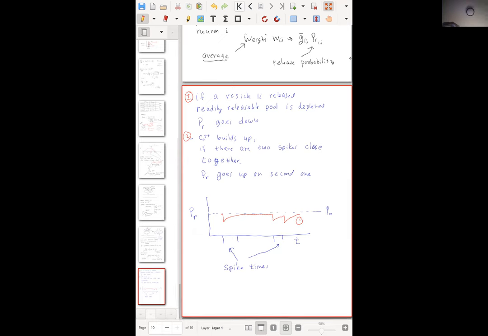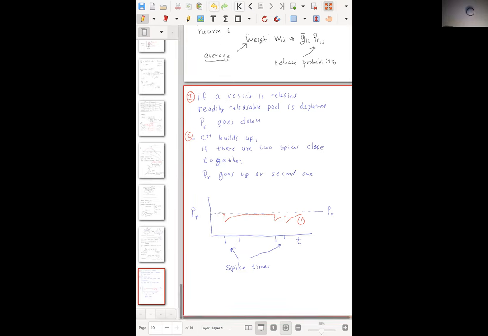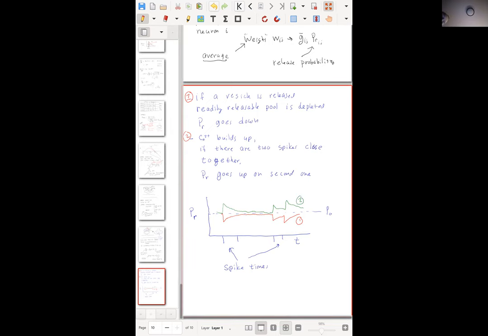If on the other hand we focus only on short-term facilitation, probability of release goes up, it comes down, goes up, comes down. This is calcium buildup. Calcium buildup causes release to go up. Depletion of the readily releasable pool causes it to go down. And of course, both of these are active at once. It's kind of hard to model both of them at once.